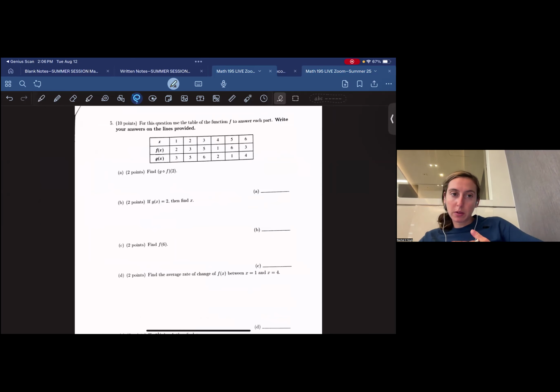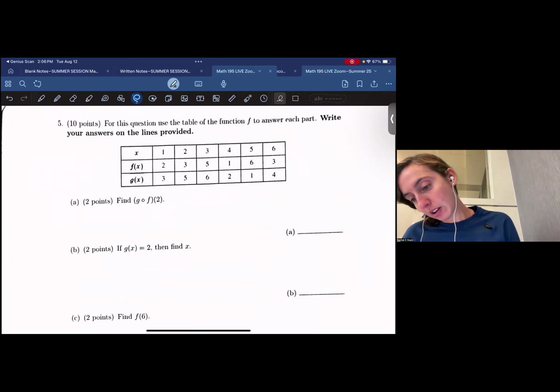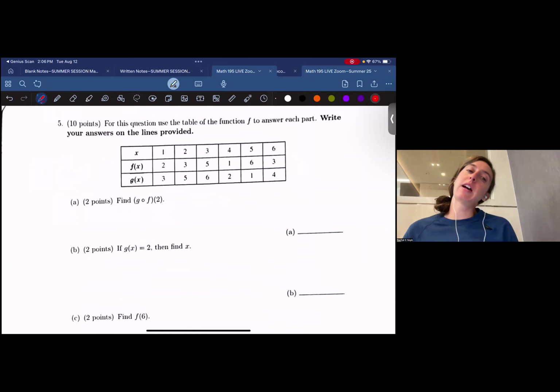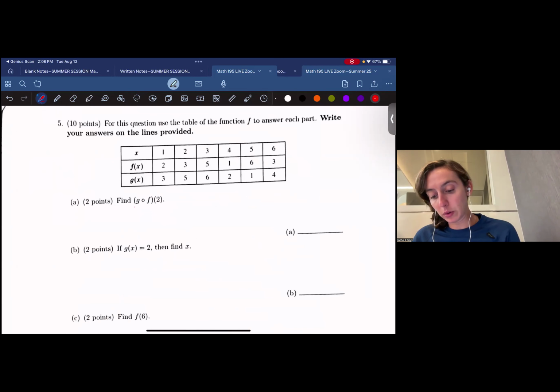Now we're on to our question 5, where we're given a table and we're asked to calculate some composition of functions. So think of the outside as your parent and the inside as your child. Let's calculate f of 2 first. So f evaluated at 2 gives you 3. And so now we're calculating g of 3. G of 3 gives us 6.